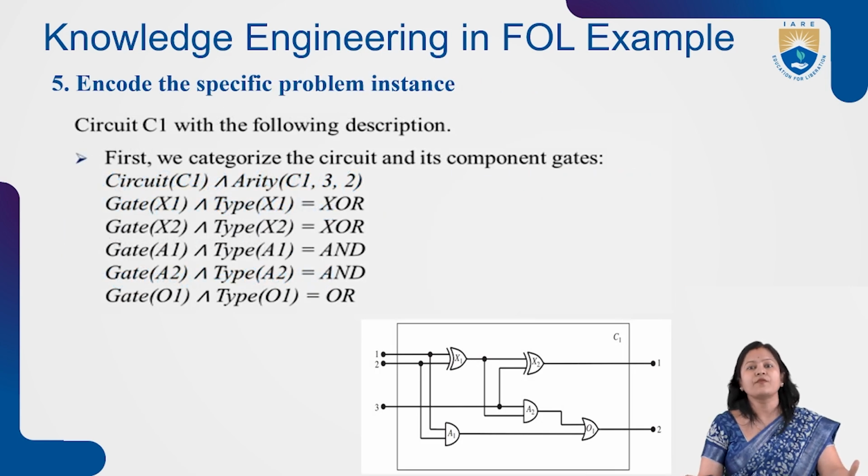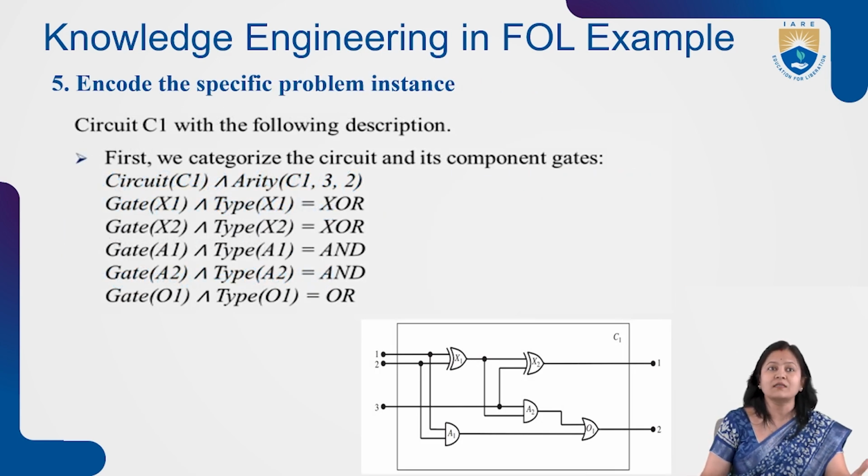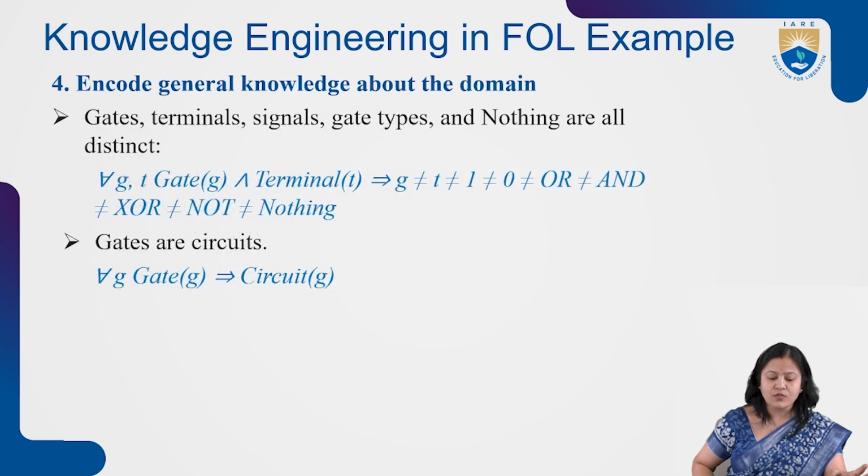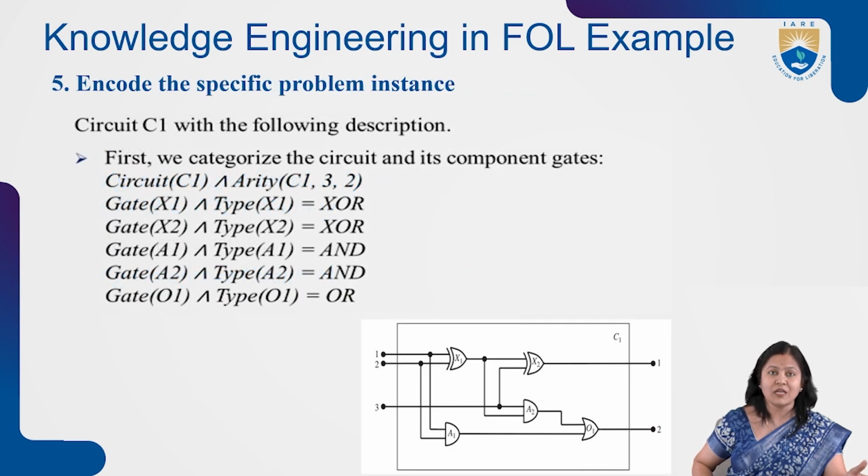Now come to the fifth step. The fifth step says to encode the specific problem instance, where we will describe our problem. Our problem is a full adder circuit. Now we have to describe it. We have mentioned all the rules in the fourth step. Now, using all the fourth step statements, we have to describe our story. What is the goal here? How to represent the 1-bit full adder.